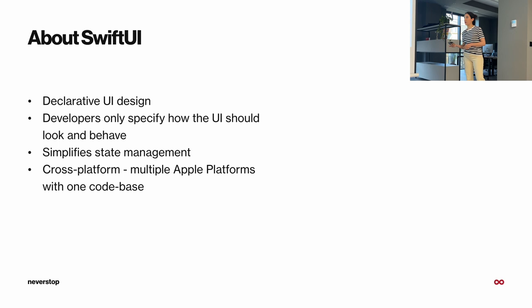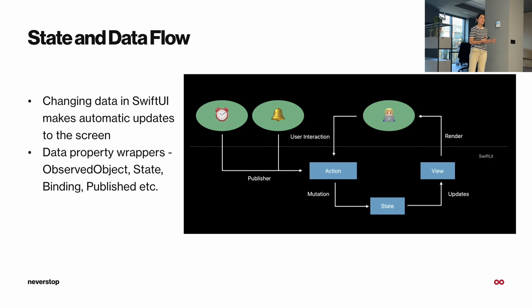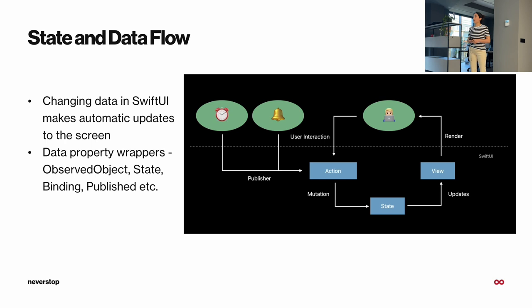Regarding the state and data flow, this is a simplified diagram that explains how that's working in the background. Whenever we have an action that mutates the state, changes the data, it actually triggers SwiftUI to update and re-render the view. That blue part that you can see happens every time there is a change in the data. This action can be anything from a user interaction, so a button tap, if the user has entered some text in a text field, or anything that the user interacts with on the user interface, as well as an external event, so a publisher emitting a value, an alarm going off, and so on.